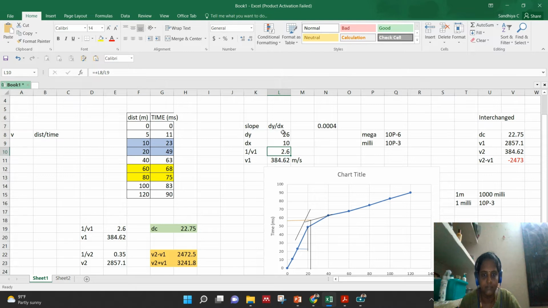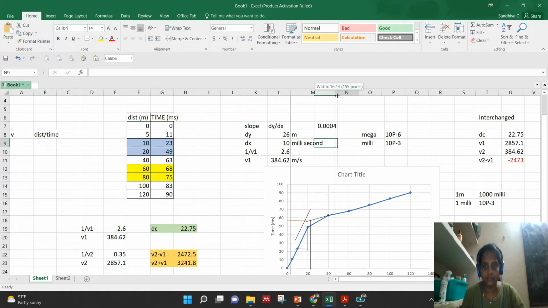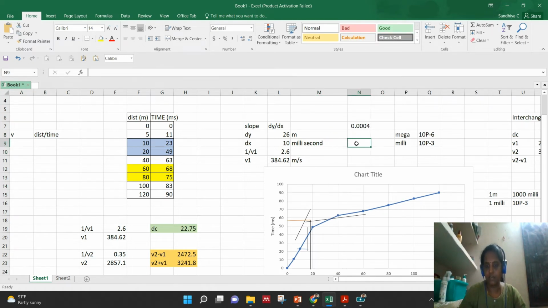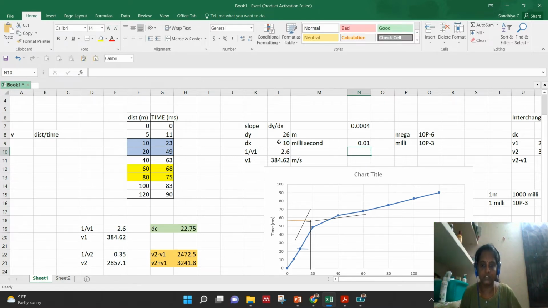No, no, wait. So this is in meters, right? Then this is in milliseconds. Now to convert this into seconds, we have to divide this value by 1000. Then we will get it as meter per second. So it is 0.01 meter per second.